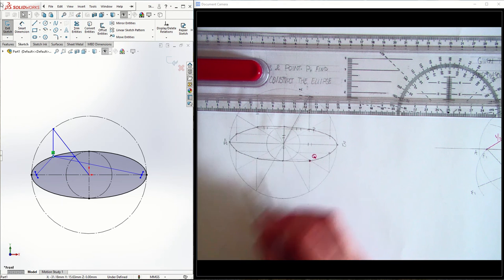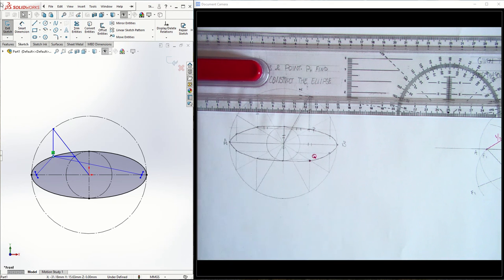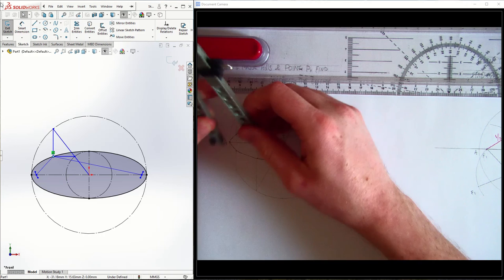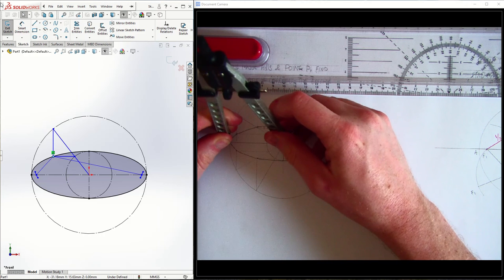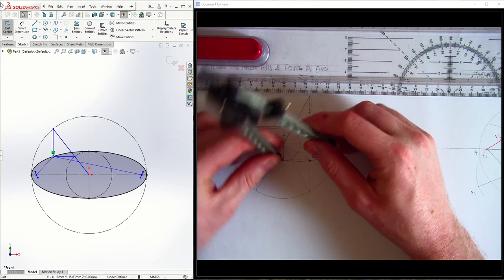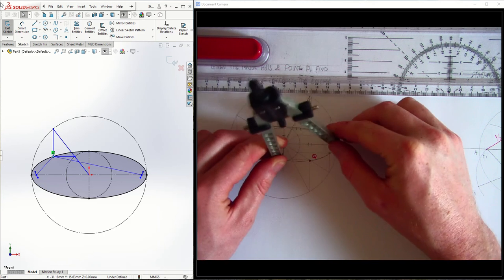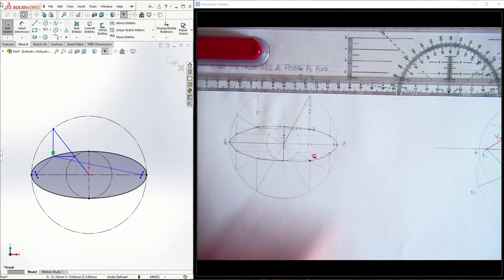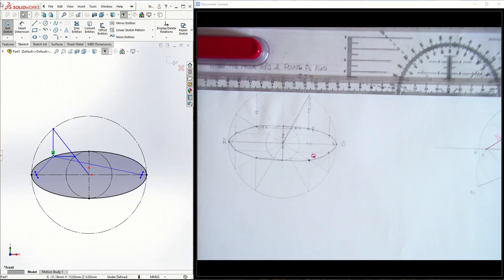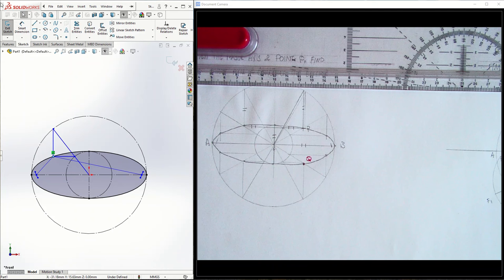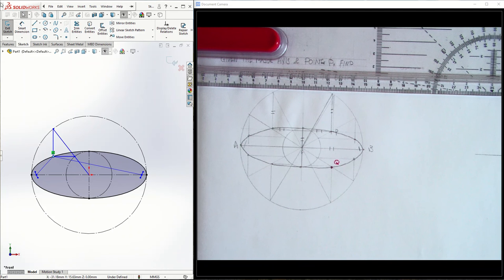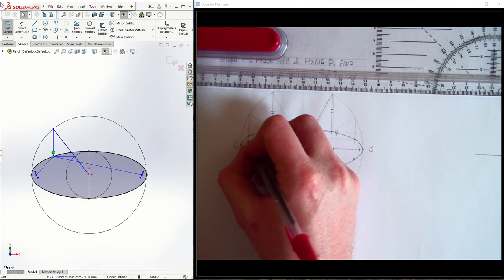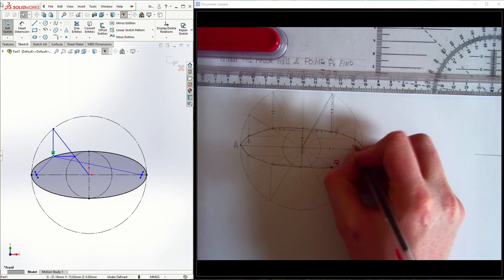First thing I need is my 2 focal points. To get the focal points, I'm going to get half of the major axis, swing it from the top or bottom of the minor axis to where it intersects the major axis, and that gives me these 2 points here. So I have F1 and F2.